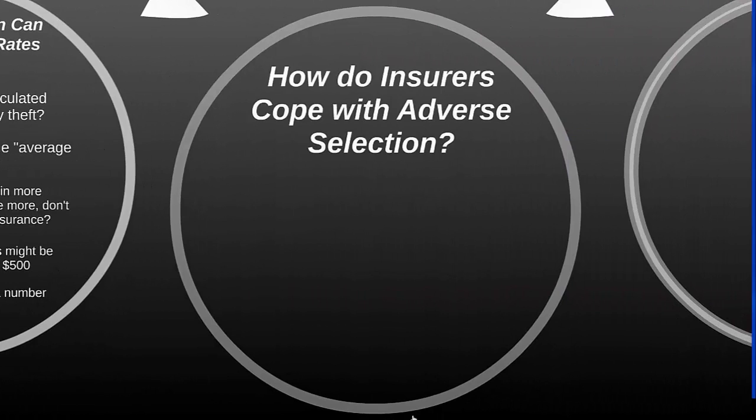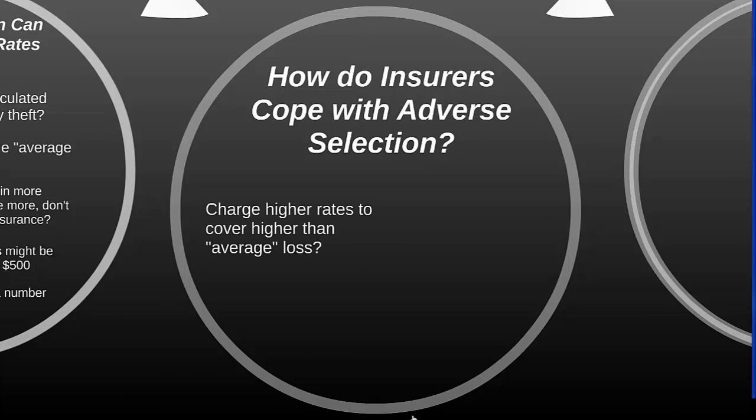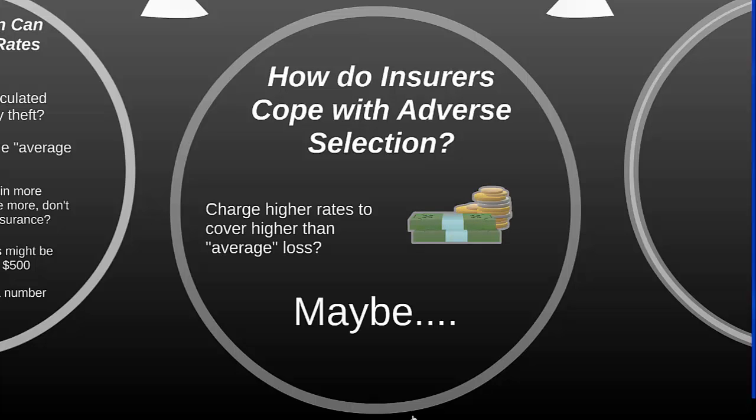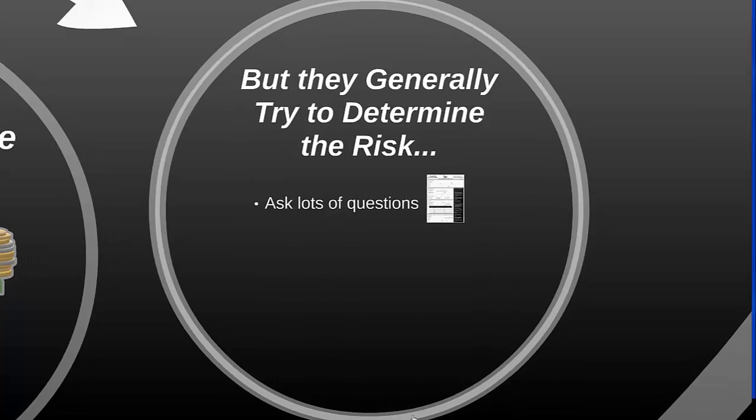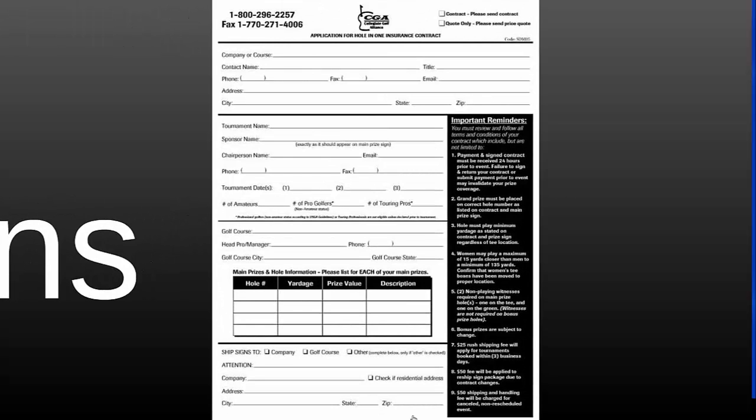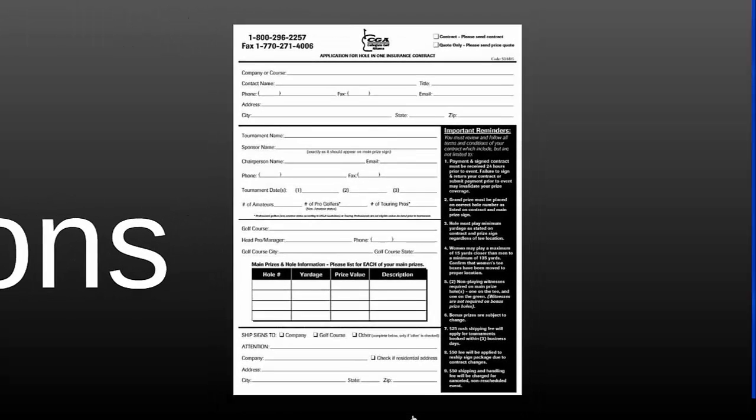So how do insurers cope with adverse selection? Do they charge higher rates to cover higher than average loss? Maybe. In some cases, yes, they might do that, knowing that they can't identify all types of adverse selection. But the most common way to block adverse selection is to try to determine the risk as much as possible. They ask a lot of questions about the insured and the exposure so that they know what the risk truly is. This is an example of an application for insurance.